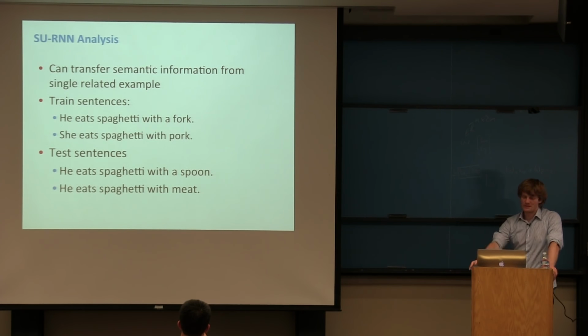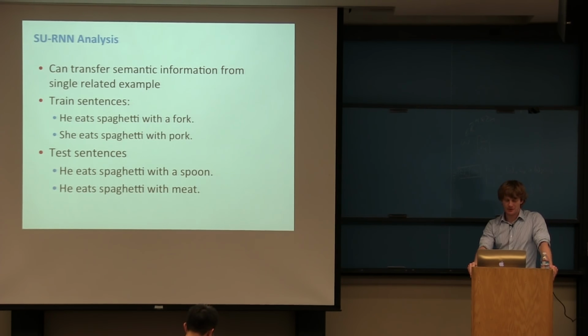Another interesting one was exactly this example that I brought up from the beginning, the PP attachment ambiguity. So the prepositional phrases and where they should attach. Should they attach to the nouns or the verbs? So here the question is, can we transfer semantic information from a single related example? The idea is we add two training sentences and then we test on these two test sentences.